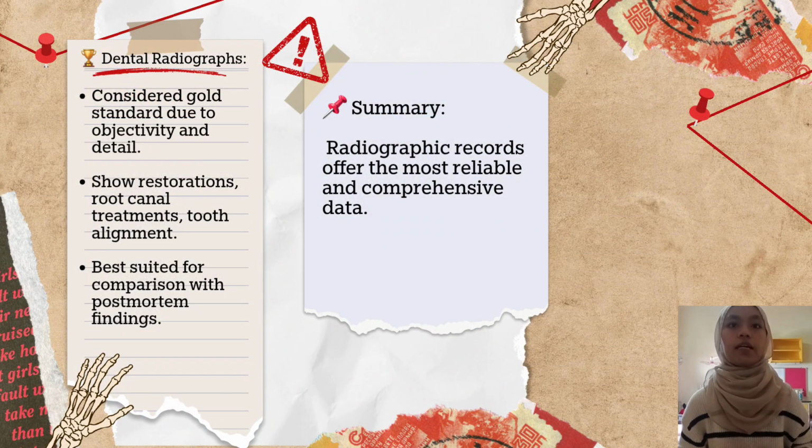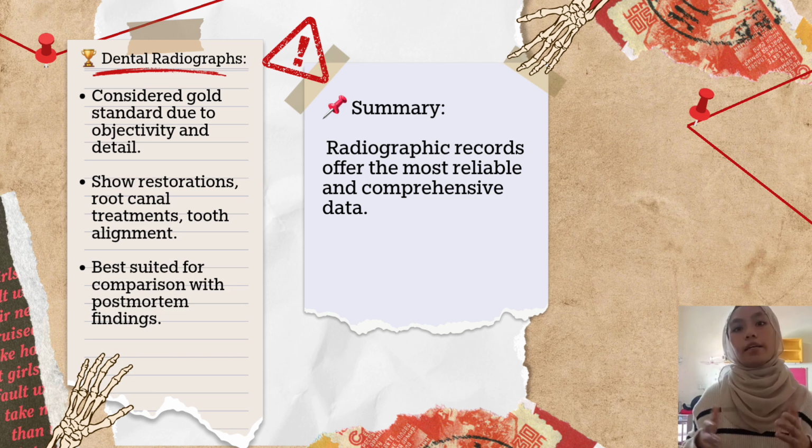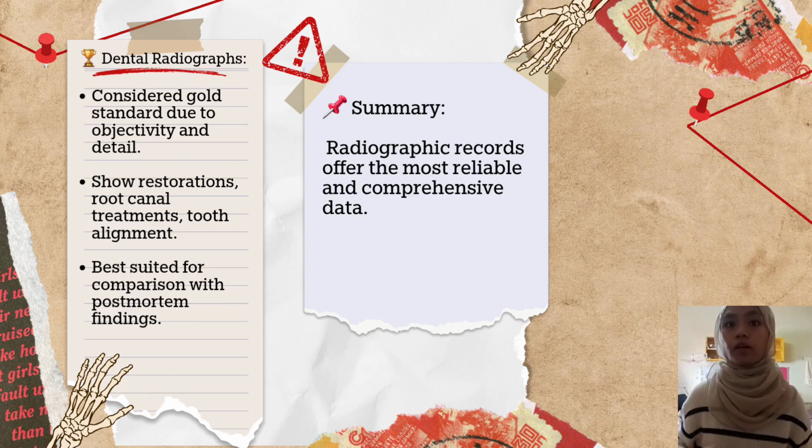Next, dental radiographs. This leads us to the most valuable source of antemortem information. Radiographs are considered the gold standard because they offer objective and detailed insight into the condition of the teeth. They allow us to see restorations, root canal treatments, and the alignment of teeth, which are essential when comparing to postmortem findings. In summary, although many different types of records can contribute to the identification process, radiographs provide the most reliable and comprehensive data, making them the cornerstone of successful forensic dental identification.